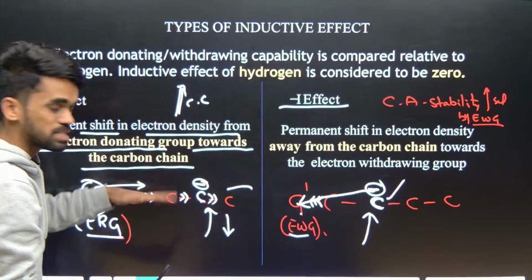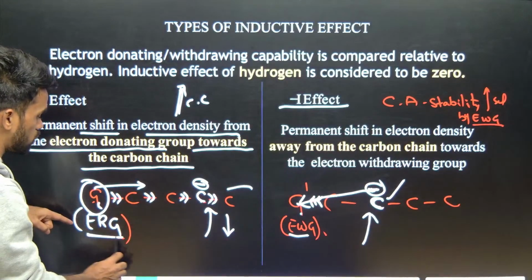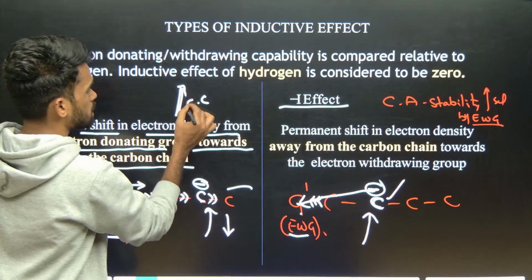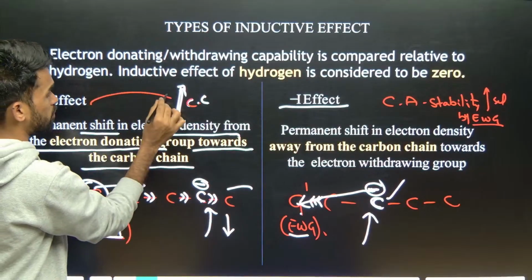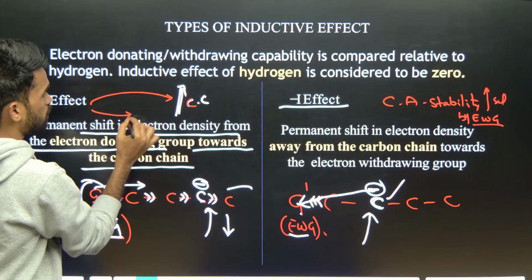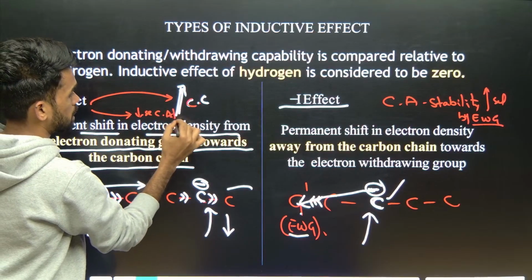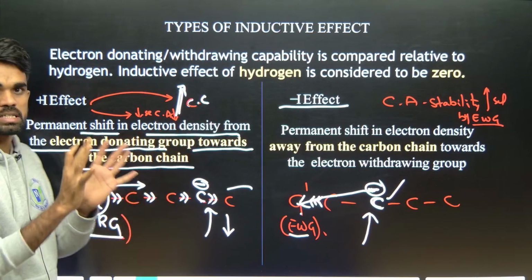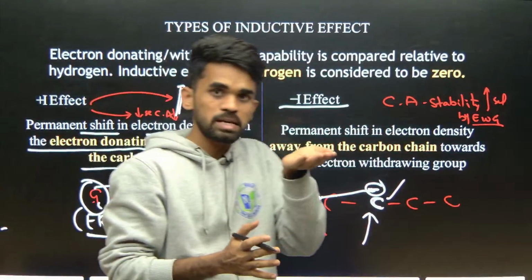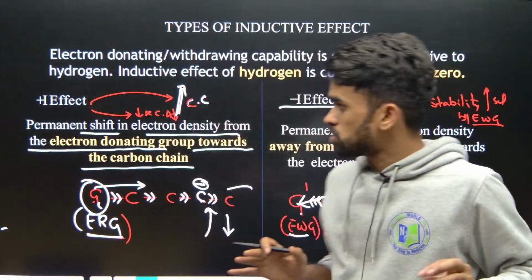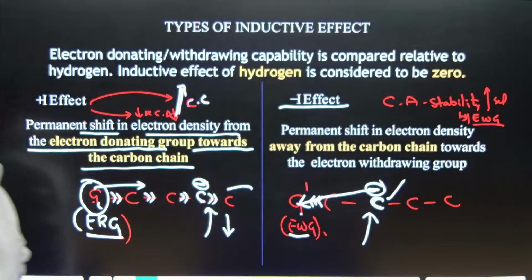So its stability decreases when we have electron releasing groups. Carbocation stabilities are increased by plus I effect, and plus I effect decreases carbanion stability. Both of them are reverse. If carbocation is stabilized, carbanion is destabilized. So this is the thing you need to know here.